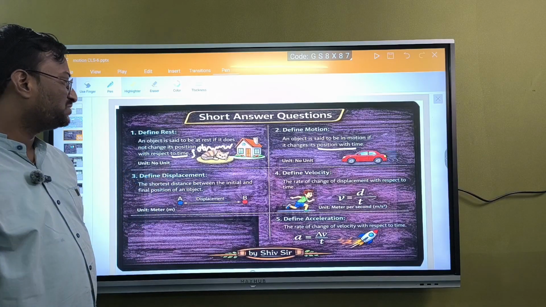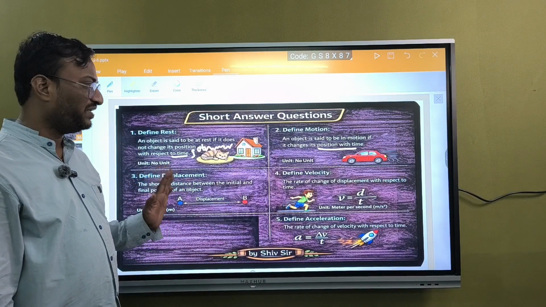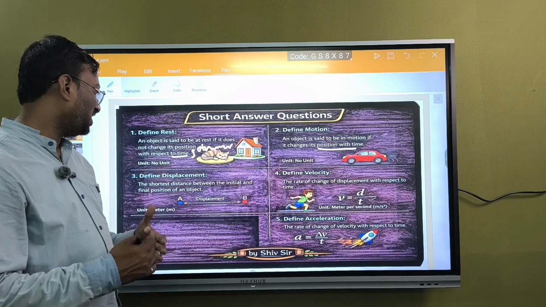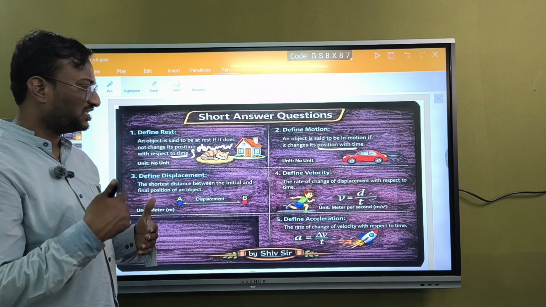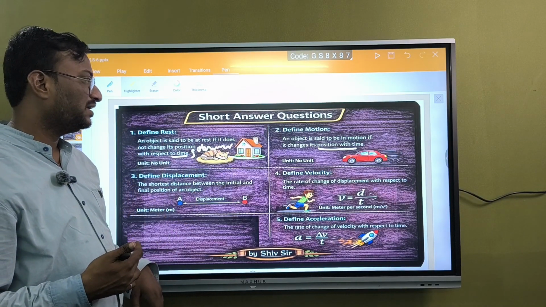Next, define displacement. The shortest distance between the 2 points, or initial and final position. Two positions are 2 points. The shortest distance we call it as displacement.